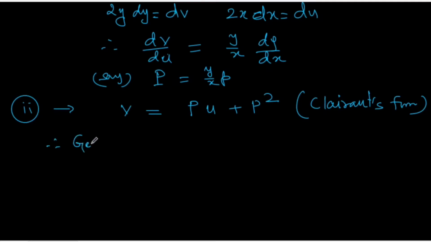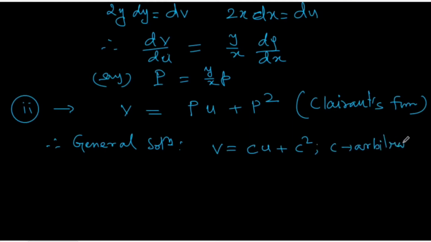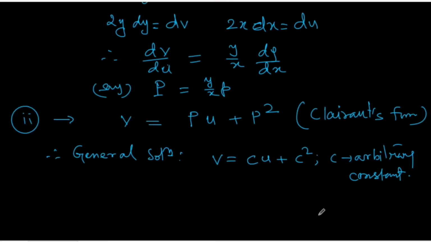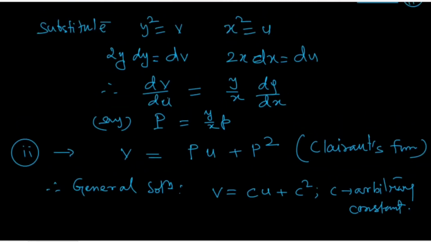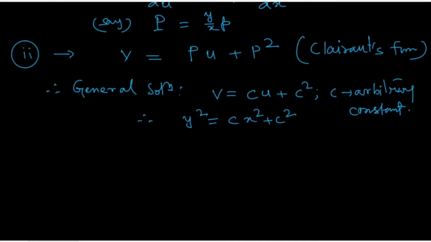Therefore the general solution is v equals, just replace the derivative by an arbitrary constant, c u plus c squared, where c is an arbitrary constant. But our original equation is in y and x, so substitute back the values of v and u. v is y squared, so y squared equals c x squared plus c squared. This is the general solution.